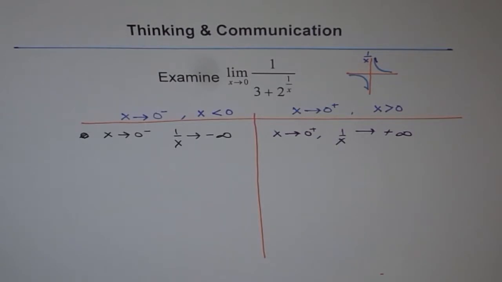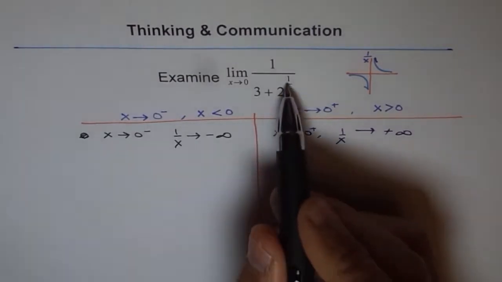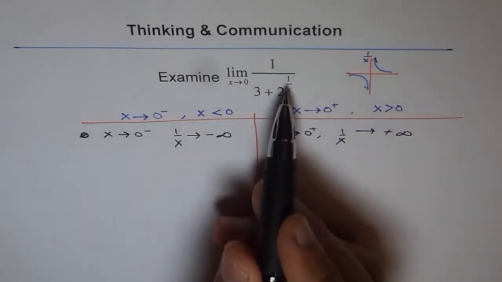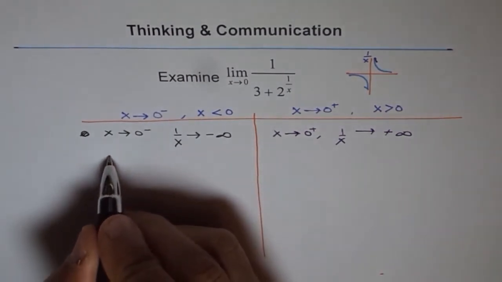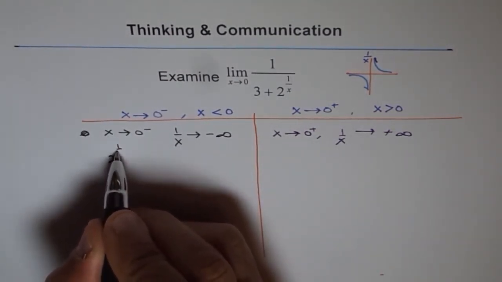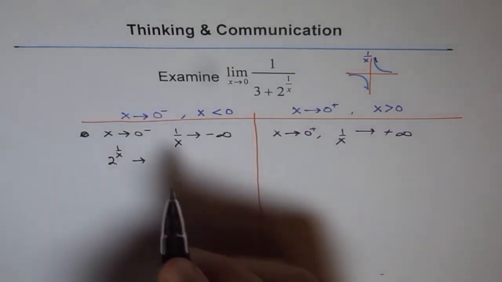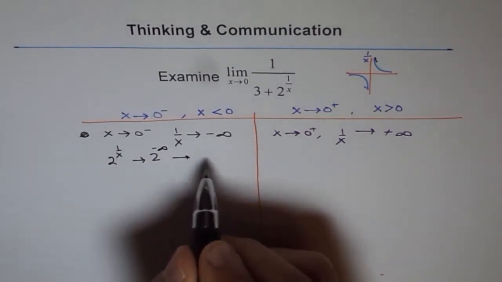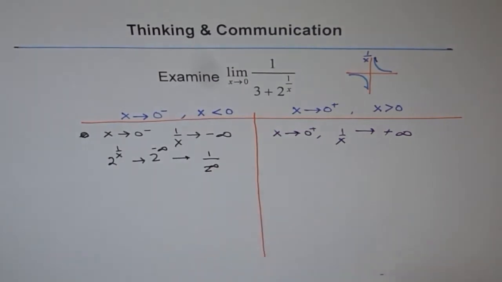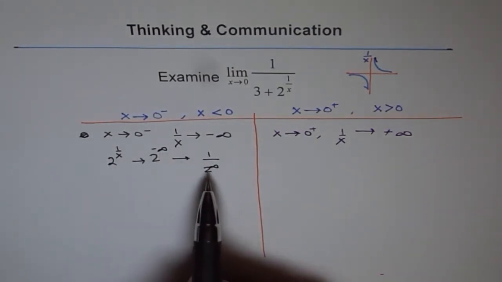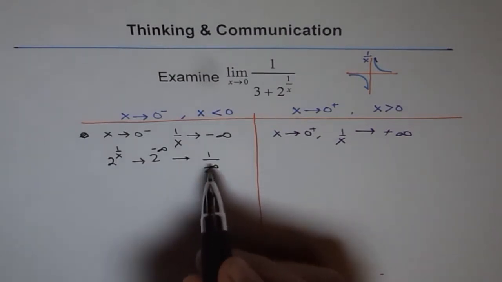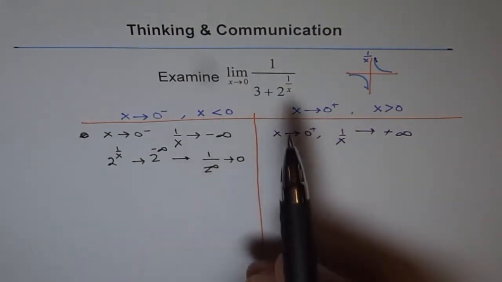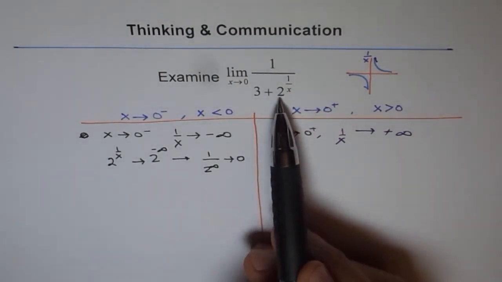Okay. Now, what happens to 2 to the power of 1 over x? Let's see that part. As x approaches 0 from the negative side, 1 over x approaches negative infinity, and therefore we can replace 2 to the power of 1 over x by 2 to the power of minus infinity, correct? Which is as good as 1 over 2 to the power of infinity, correct? 2 to the power of minus infinity is like 1 over 2 to the power of infinity. So 1 over a very large number is approaching 0. Is that okay? So that is what is happening to 2 to the power of 1 over x.